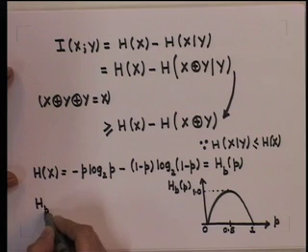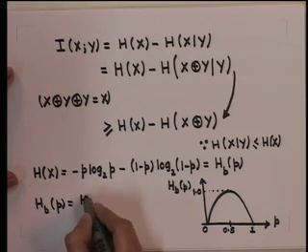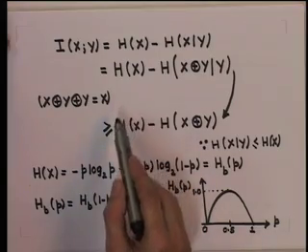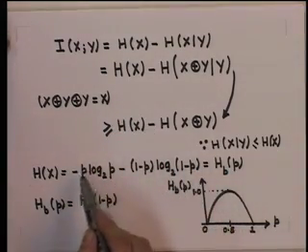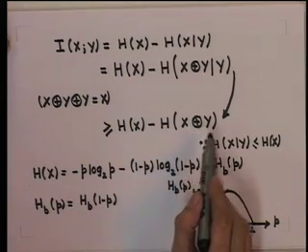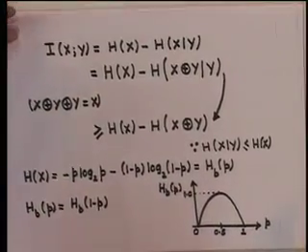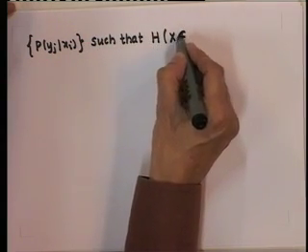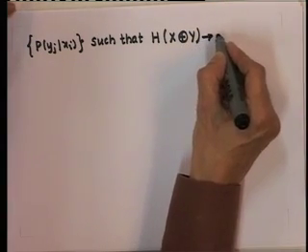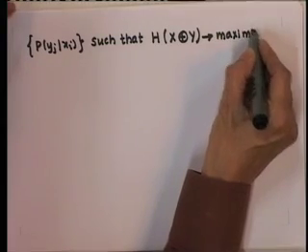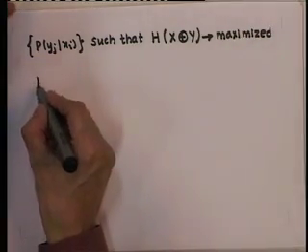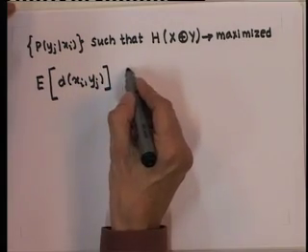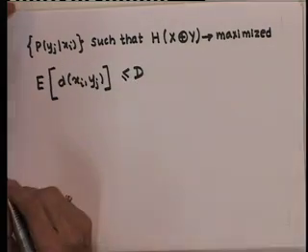Note that h_b(p) is equal to h_b(1 minus p). So, given that H(X) is completely specified by the source probabilities, our task is now to find the conditional probabilities such that the entropy of X XOR Y is maximized, while the average distortion is less than the specified distortion level.